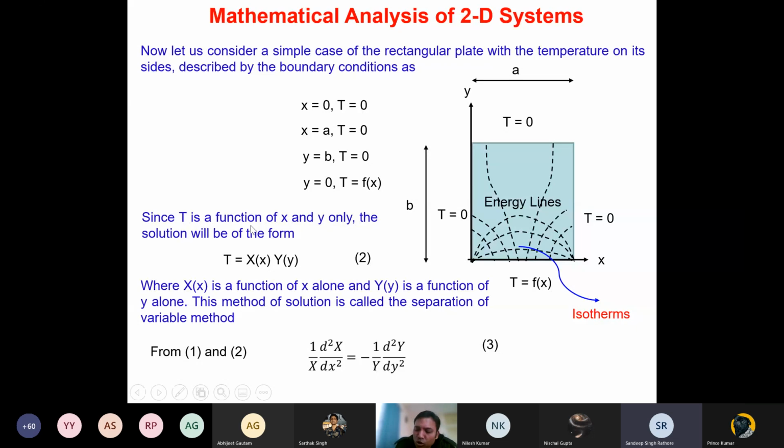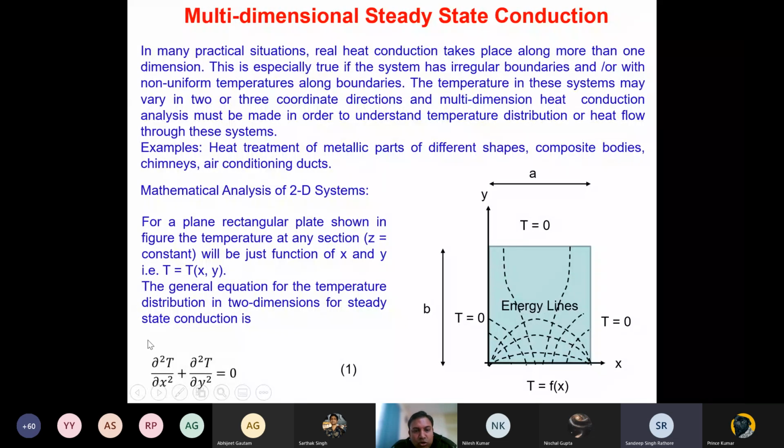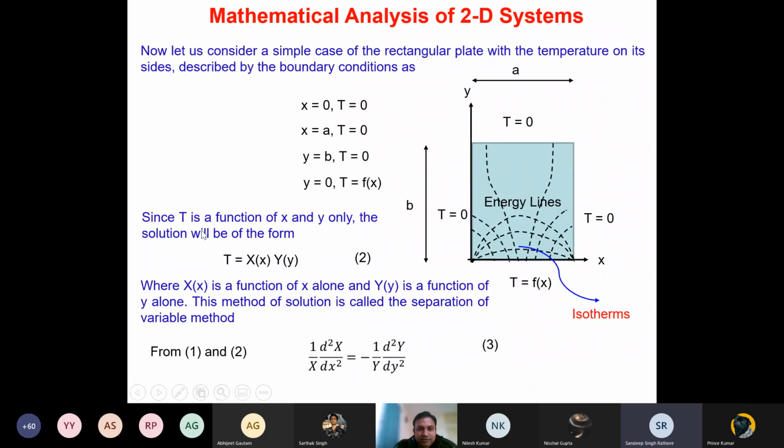So we are saying that the solution of this equation, T, will be a function of x and y. Do you all agree? I am going to represent the solution T, which is a function of x and y, in two parts. One part is a function of x alone and another part is a function of y alone. So T is given as X into Y, where X is a function of x alone and Y is a function of y alone, and that's why this methodology is called the variable separation method. This is popular in mathematics.